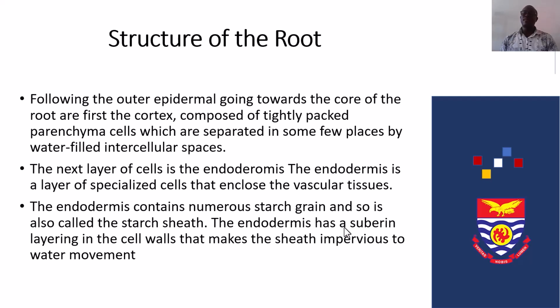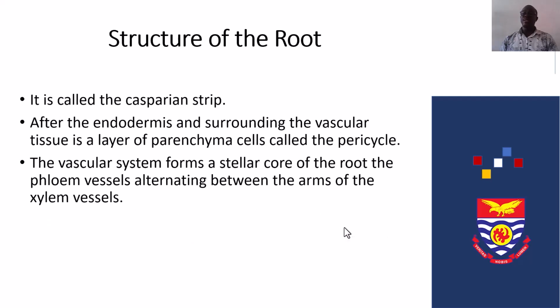Following the outer epidermis, going towards the core of the root, first is the cortex, composed of tightly packed parenchymal cells, which are separated in a few places by water-filled intercellular spaces. The next layer of cells is the endodermis. The endodermis is a layer of specialized cells that enclose the vascular tissues. The endodermis contains numerous starch grains and so is also called the starch sheath. The endodermis has a suberin layer in the cell walls that makes the sheath impervious to water movement. It is called the Casparian strip.